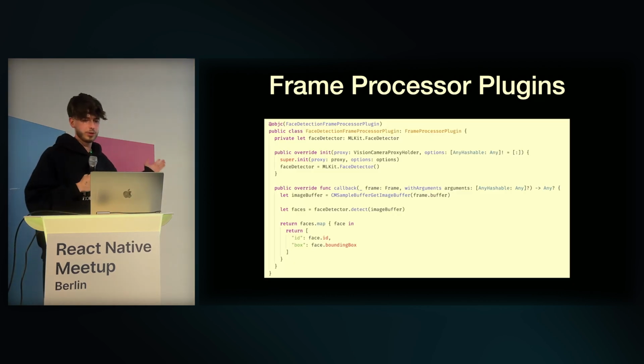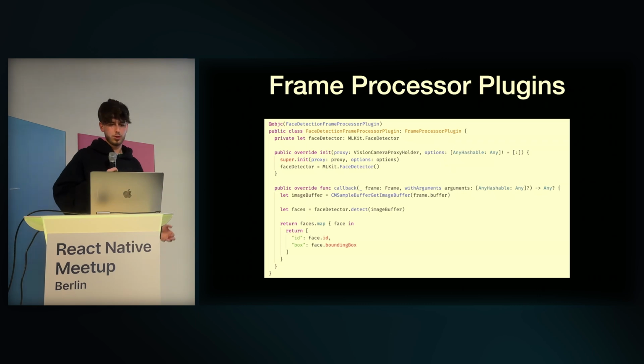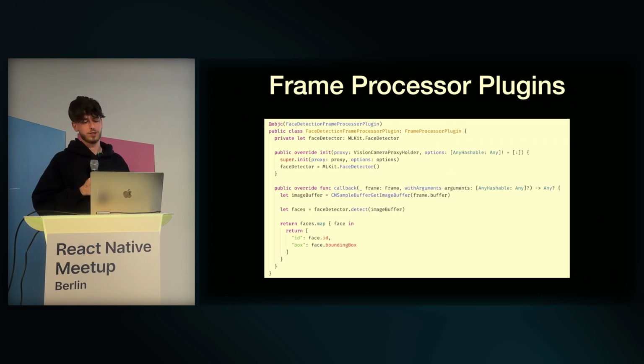Here's an example of a Swift frame processor plugin that uses ML Kit. It is a bit pseudocode, so it's not accurate. It's not a full example, but essentially in Swift you create a single Swift file, you create whatever processing you want. In this case, with ML Kit, we do faceDetector.detect, and then we just return the results to JavaScript.